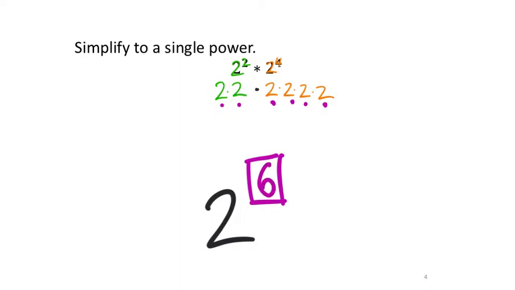Now, do you have to expand it? No, because we can apply the rule. How did we get 2 to the power of 6 without expanding it? Well, just look back here at the original exponents, 2 and 4. What did we do with those exponents? Well, we took the 2, the base, and then we took those 2 exponents, 2 and 4.